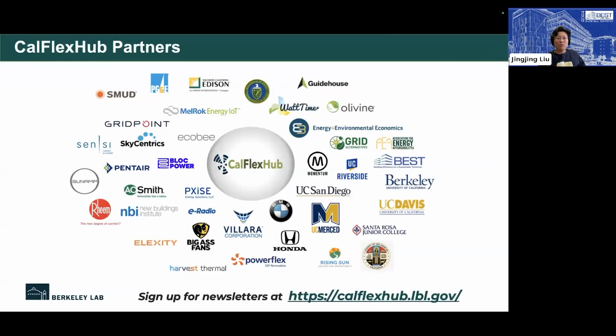This gives you a sense of the partners in CalFlex Hub. We have 16 funded partners and many more are voluntary. It's worth noting that the Southern California Edison utility has made a significant investment on this effort. We have been coordinating with them on their dynamic rate pilot with a portfolio of projects being identified.